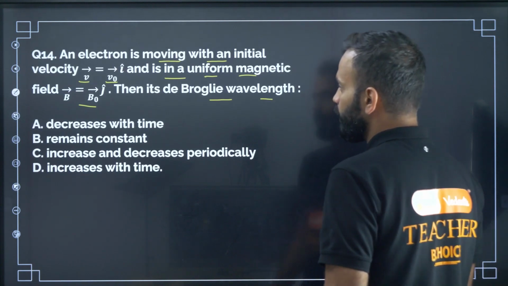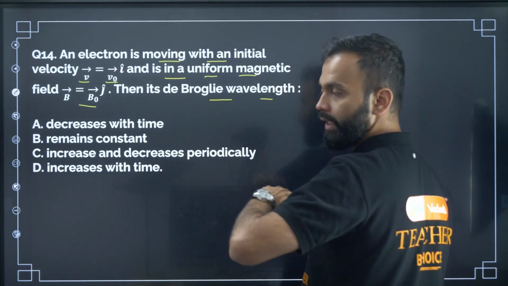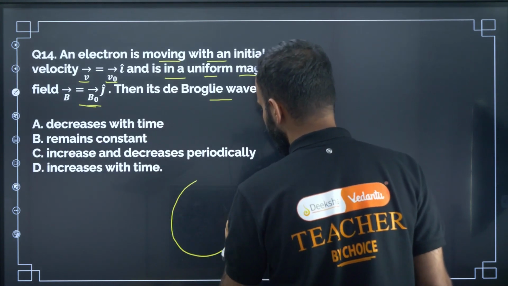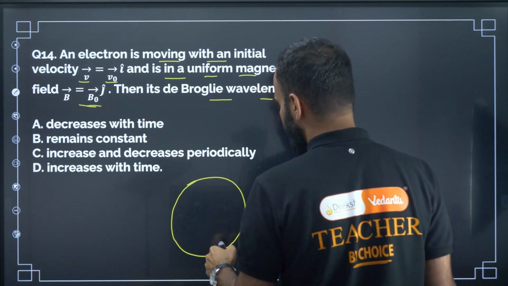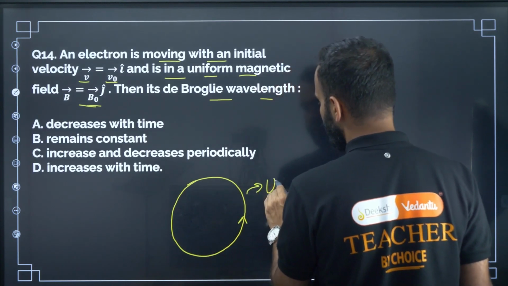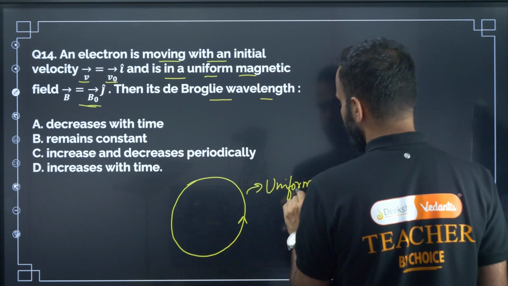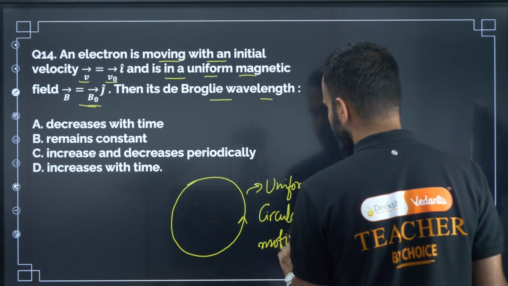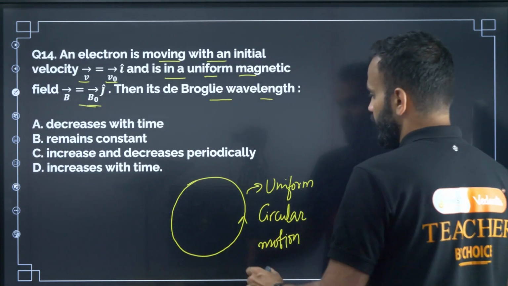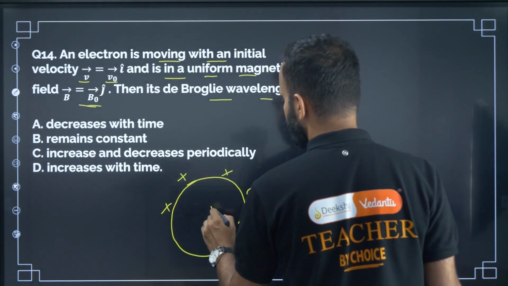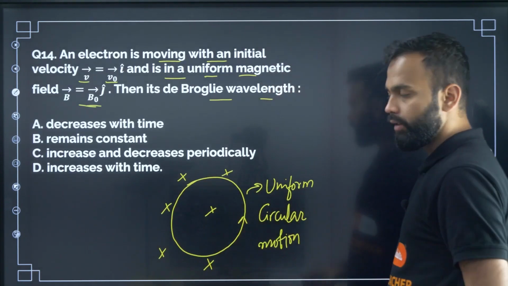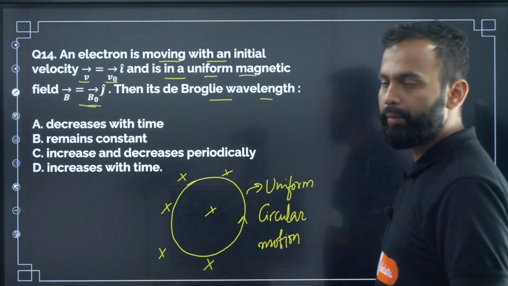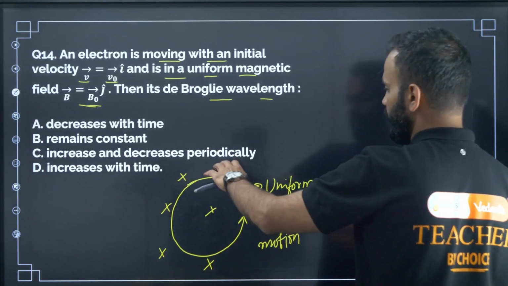Okay, let's see. When an electron enters a uniform magnetic field perpendicularly, what happens? The electron takes a circular path, right? It is a uniform circular motion, right? The electron takes uniform circular motion, isn't it? So in uniform circular motion, the speed of the particle remains the same or constant, right? So it remains the same.